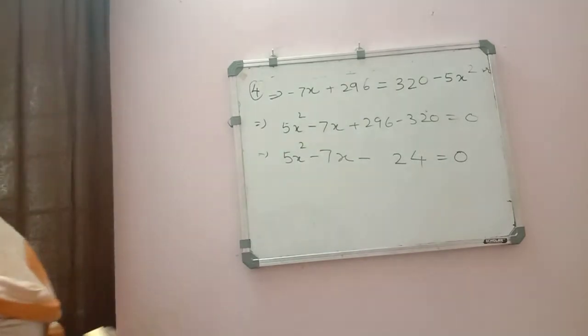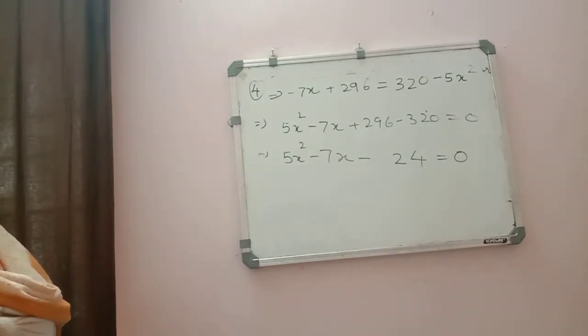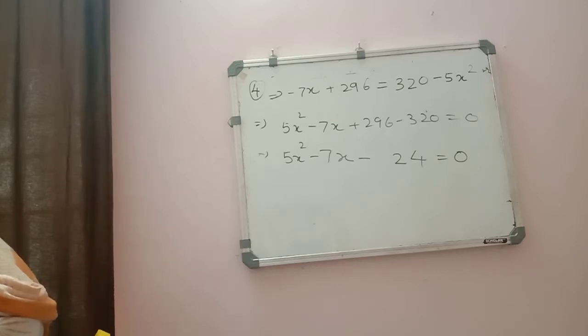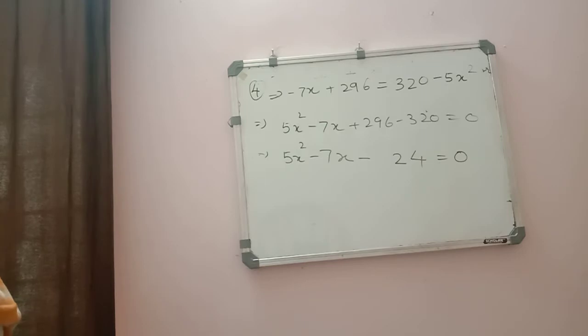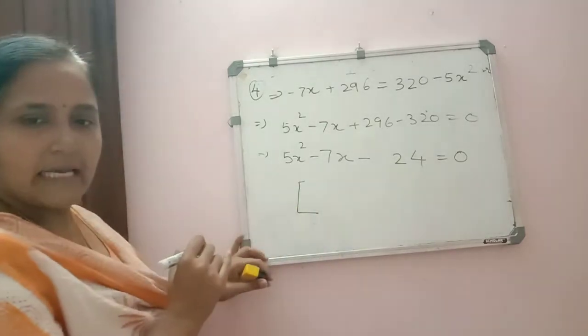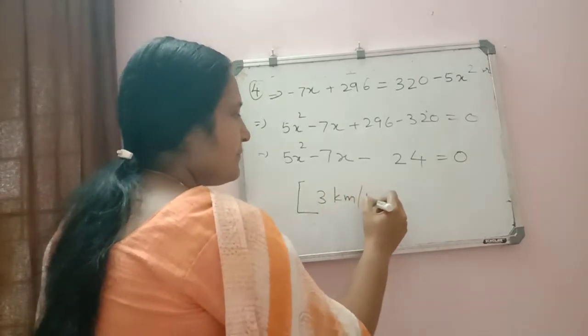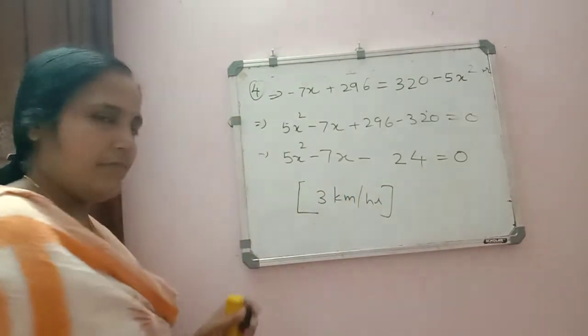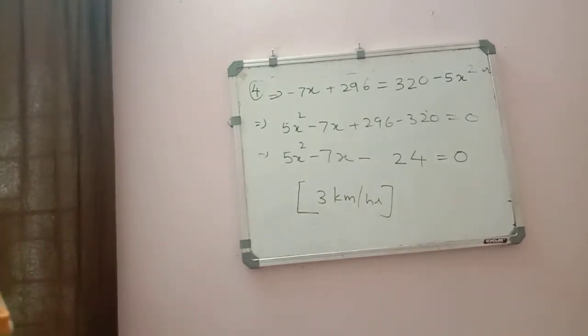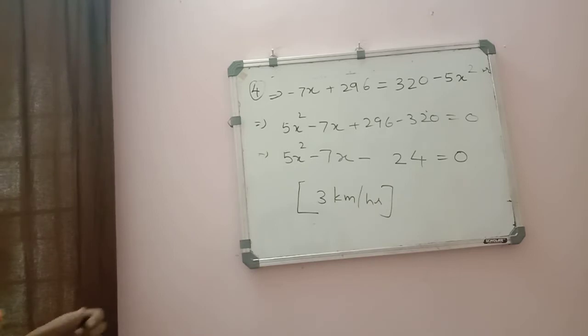So we got the quadratic equation. All can solve this quadratic equation. When you solve, again two values you will get. Take the positive value because speed will never be negative. So the answer will come 3 km per hour. Always write down the answer statement there. Speed of the stream is 3 km per hour.